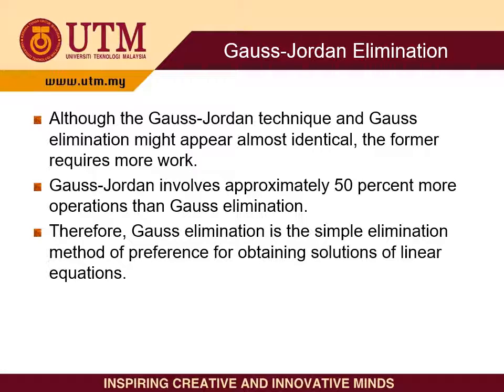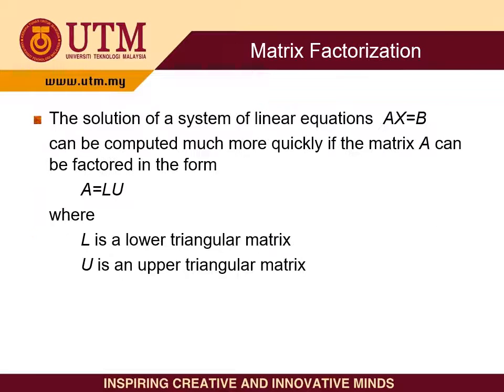Although these two techniques appear similar, of course, as you can see by the work that you need to do, the former, the Gauss-Jordan here, requires more work because it is in reduced row echelon form. Gauss-Jordan involves approximately 50% more operations than Gauss elimination. Therefore, Gauss elimination is the simple elimination method of preference for obtaining solutions of linear equations.